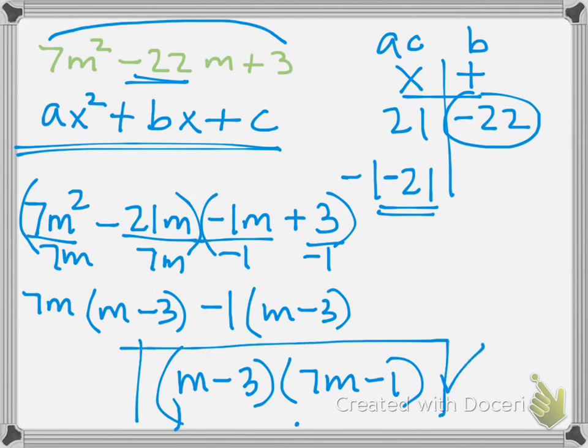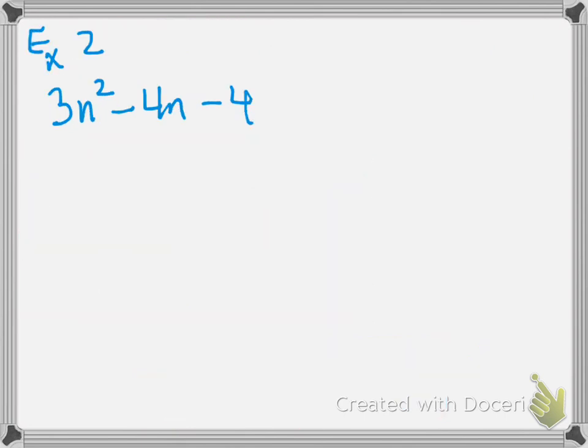I'll do some more. Okay, here's the next problem. 3n squared minus 4n minus 4. So I can't do greatest common factor. They don't have anything in common. So I have to do this rule again.